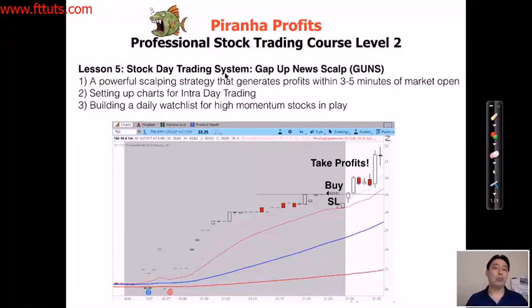So finally, in lesson 5 of the stock trading course level 2, you'll be learning the most powerful strategy I use to generate profits daily. And it's known as the GUN system. GUN stands for Gap Up, News, Scalp. We're going to be looking at stocks that are driven by news, right? We call that stocks in play.